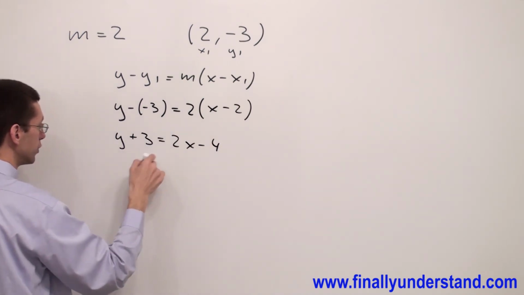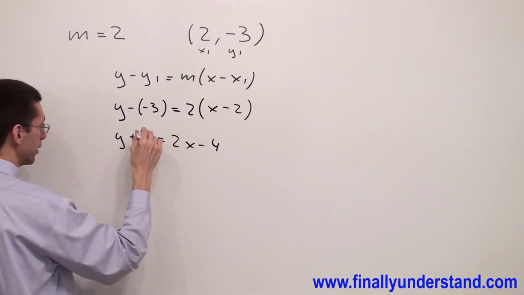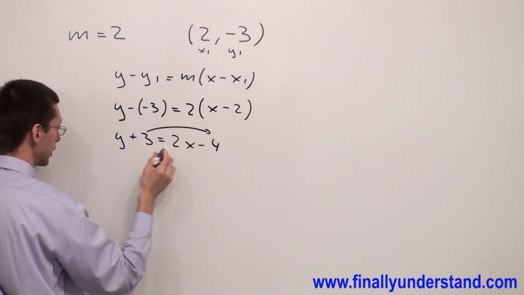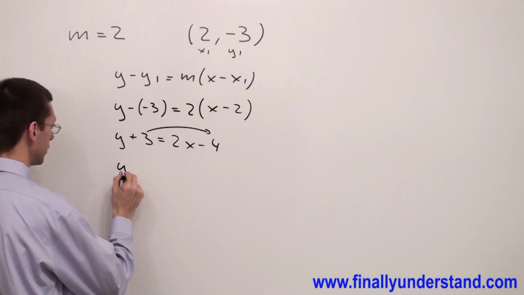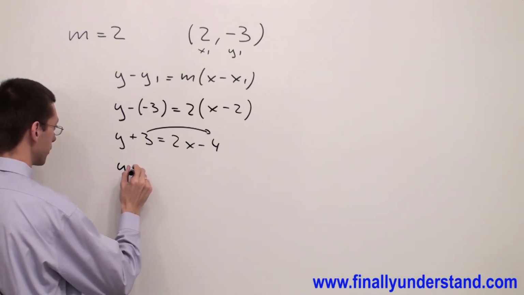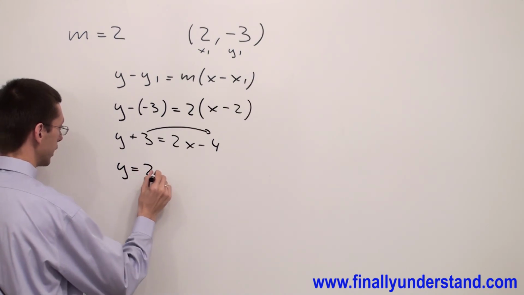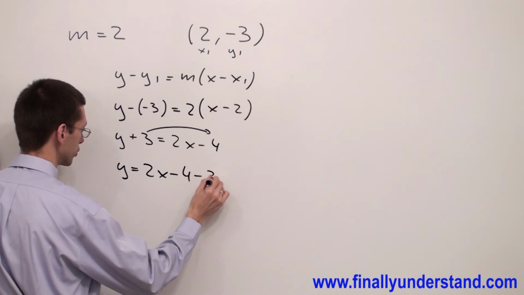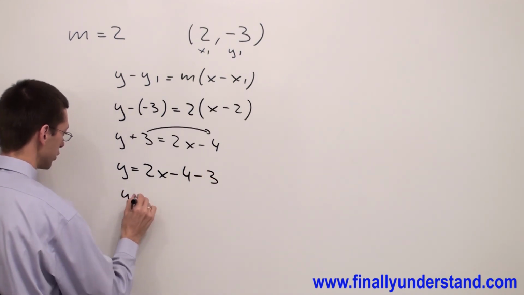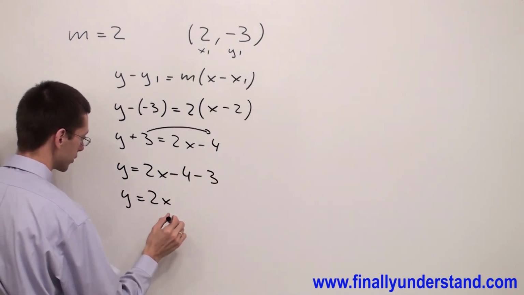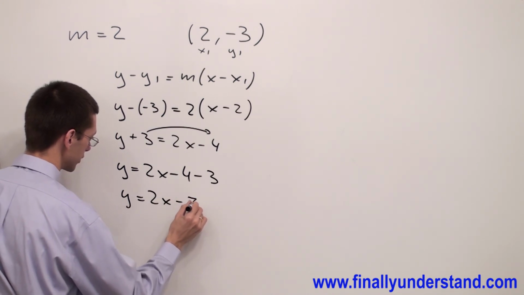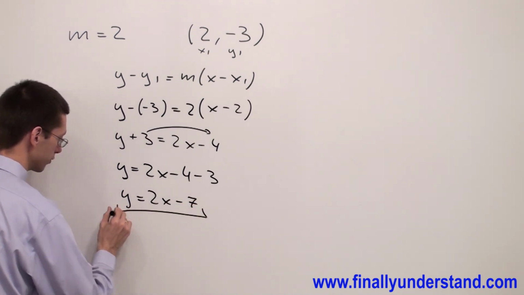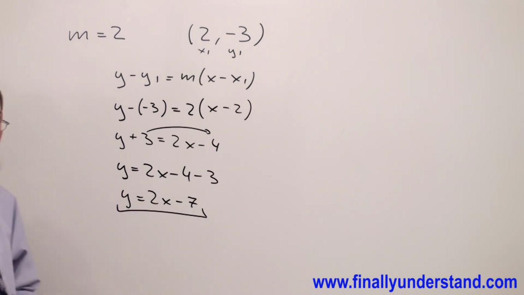I have to solve this equation for y. I have to move this 3 to the right side, and I'm going to have y is equal to 2x minus 4 minus 3. So y is equal to 2x minus 7. And this is the equation of the line. So this is the solution to my problem.